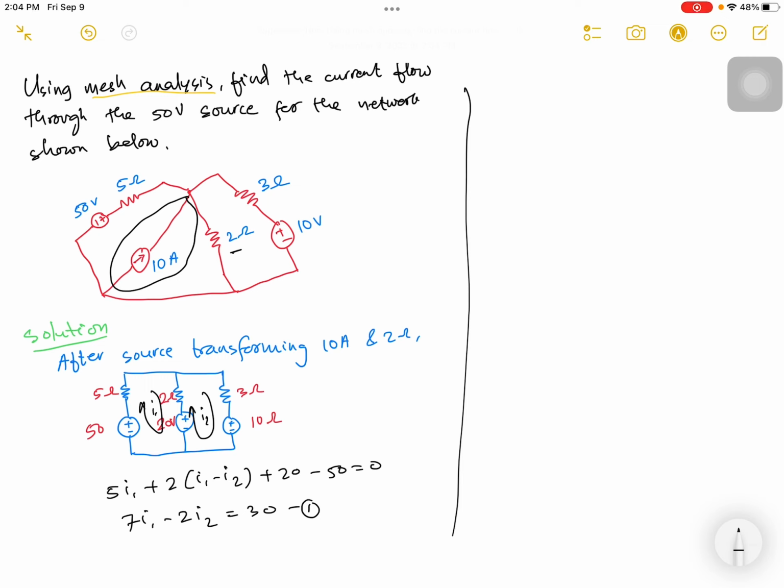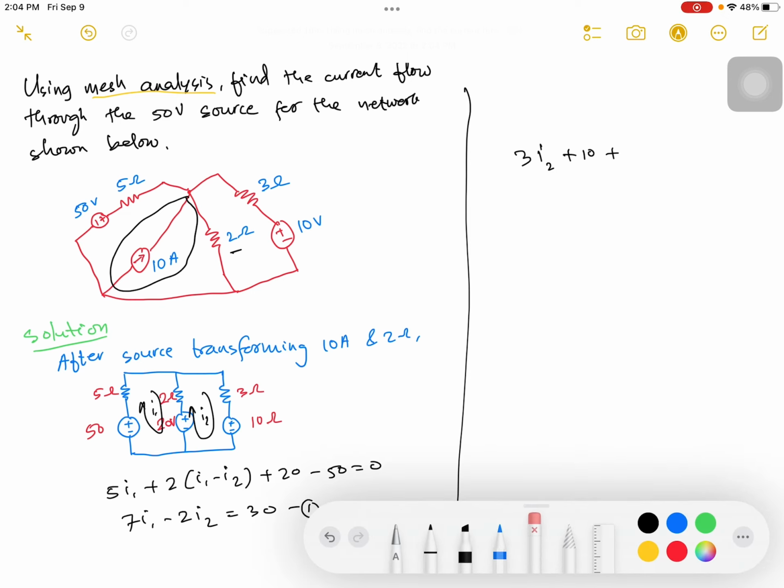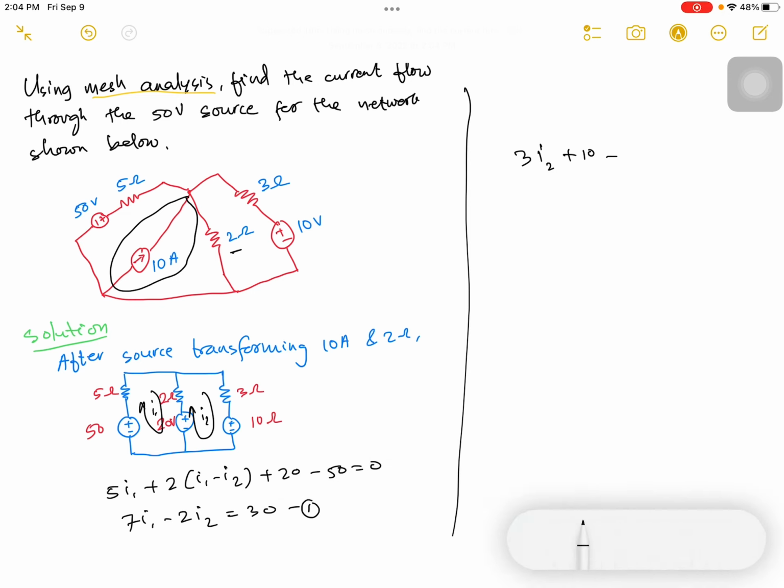And for the second equation, at the mesh 2, you have 3 of I2 plus 10 minus 20 volt plus 2 of (I2 minus I1) is equal to 0. If you simplify this one, you will get minus 2 of I1 plus 5 of I2 is equal to 10. So this is our second equation.